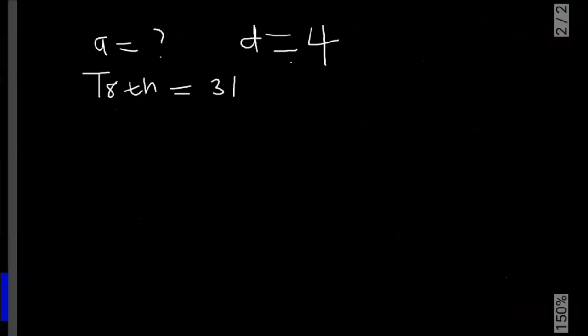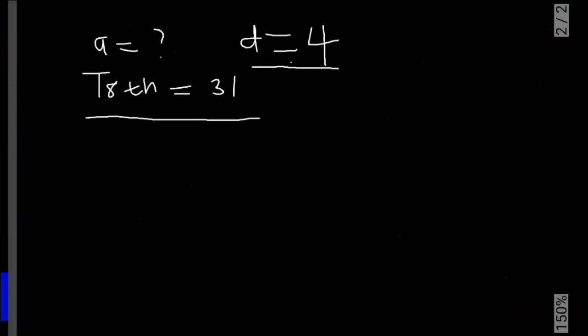So using the same values, try to get the first term. If we have the 8th term as 31, the common difference as 4, and the first term is missing, how do you get the first term? Pause the video and try to get that.